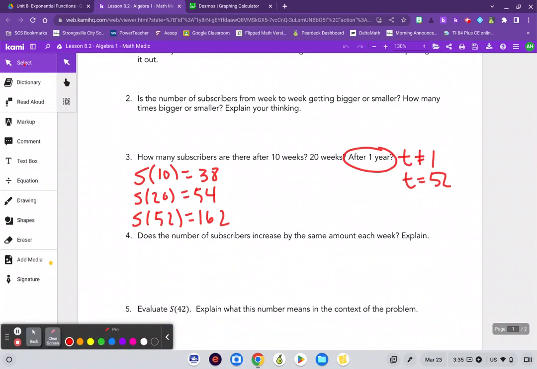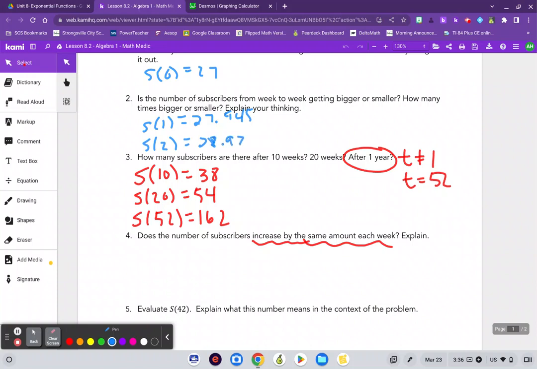Number 4 says, does the number of subscribers increase by the same amount each week? All right. Well, let's take a look. Back up here, I had S of 0 was 27, and I had S of 1 was 27.945, and then I had S of 2 was 28.92. And we already said these aren't adding up by the same amount each week. It looks like I'm adding 0.945 and then 28.92. So not quite adding 1. It's kind of close. But let's take a look at our change here, right?